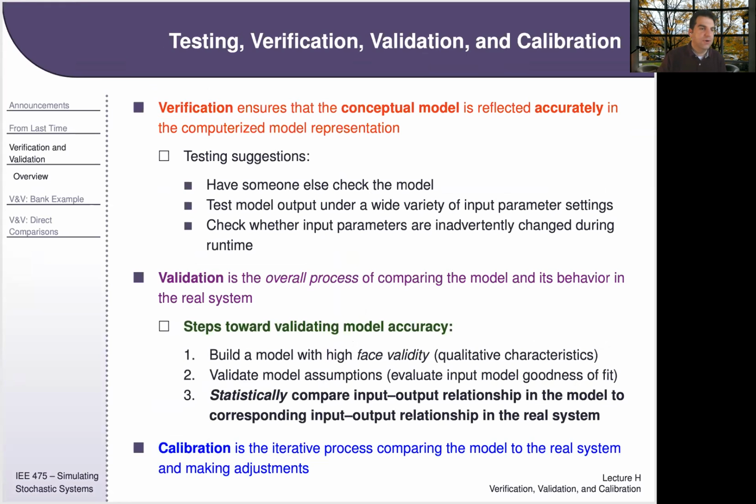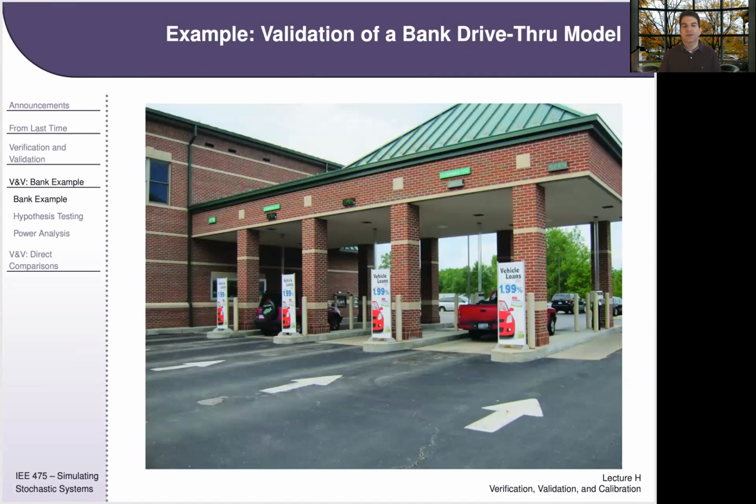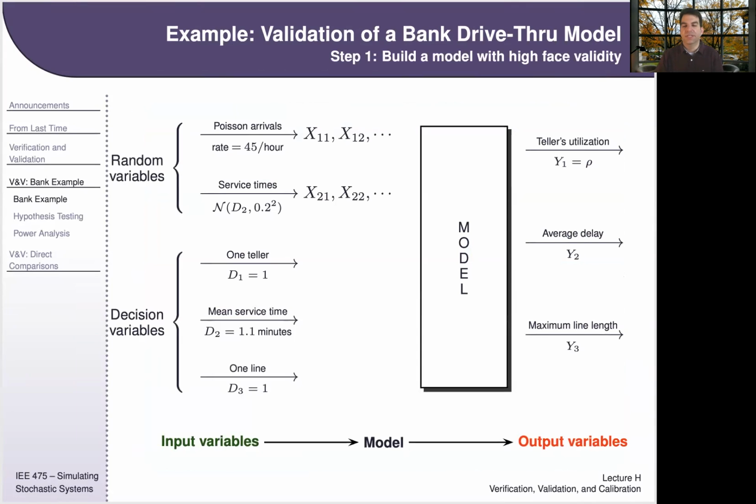So let's work through this example here. We've got a validation of a bank drive-through model. I've built a simulation of a bank drive-through, and it has four lanes, for example, and I'm interested in knowing how long it takes for a car to enter the bank drive-through, get its stuff done, and then leave. So I built a little model, and my model looks a little bit like this.